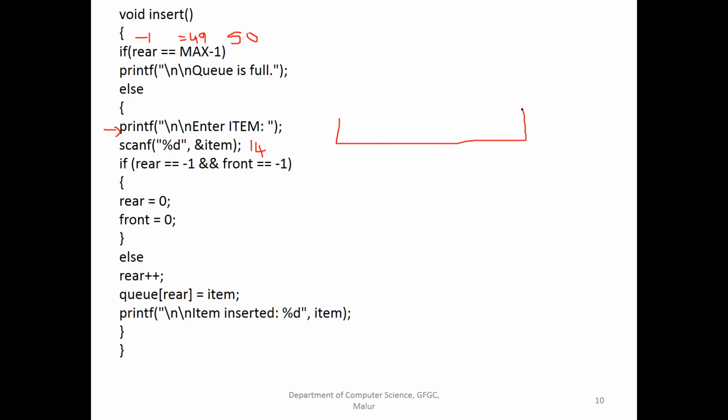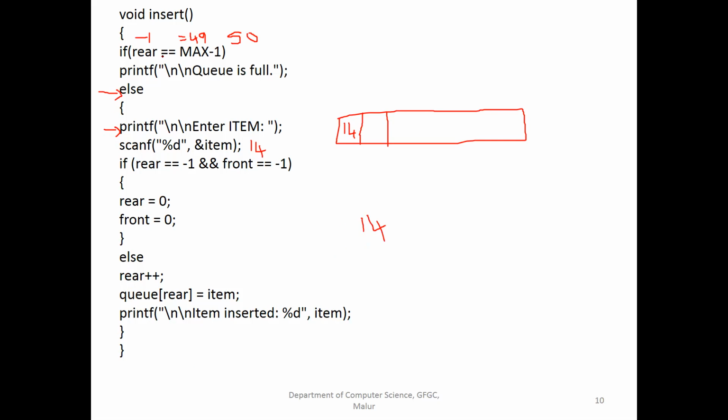As of now, what we have taken is the first one only. Rear is also -1, front is also -1. In that case, set rear to 0 and front to 0. So from -1, rear will be set to 0, front also will be set to 0. So this else part is not needed here. Then you need to print the item in the queue. 14 is the first value, so 14 will be printed on the output screen, and it shows item inserted = 14.